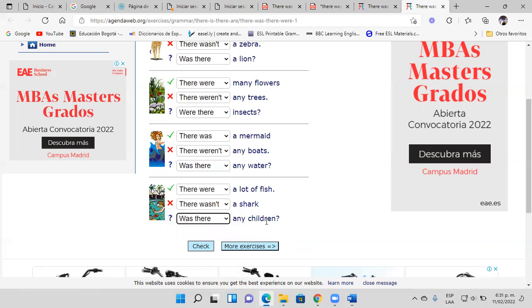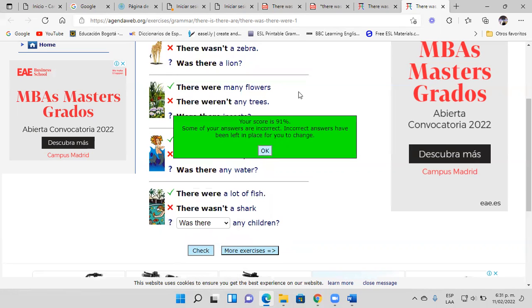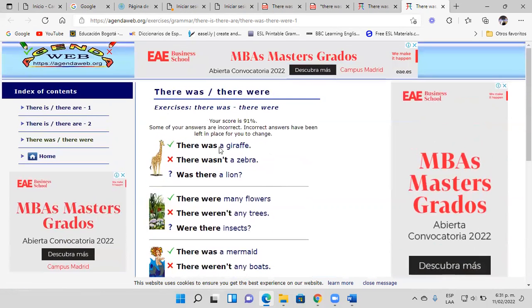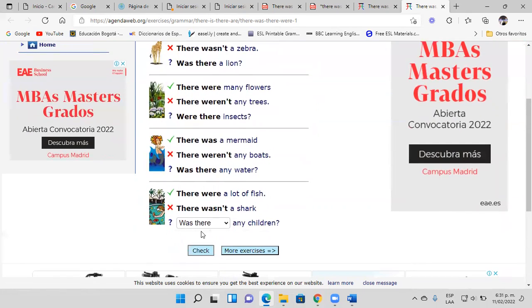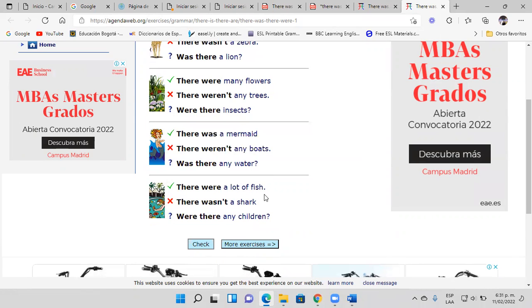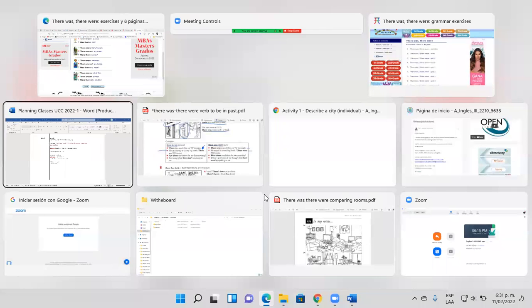We're going to check. Oh, we have one problem. The first one, the giraffe, no problem. The zebra, no problem. The lion, no problem. Everything was okay, but the problem was in here. Children is plural. So we say 1 child, 2 children, 3 children, 4 children, 5 children, and so on. Check again. Yeah, very good.